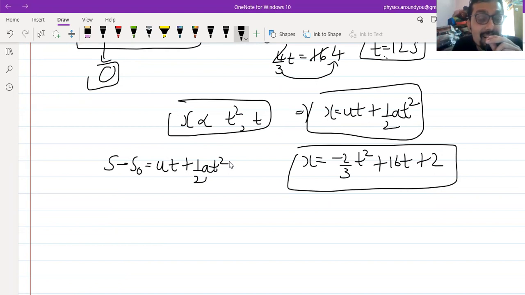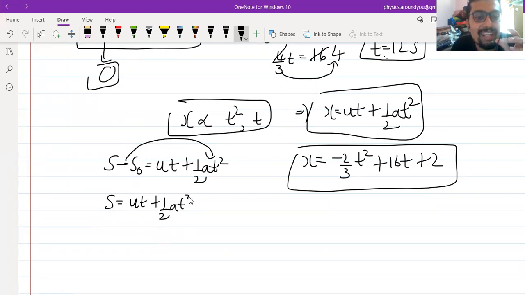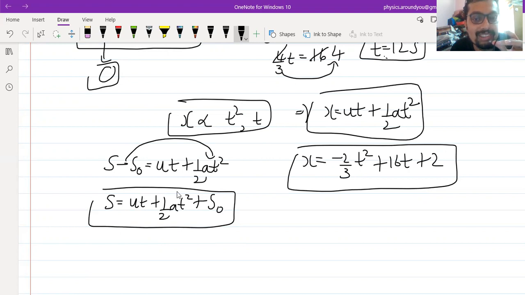Yes, sir. Later we equated s naught to 0. Initially, we said that it began from the origin. It need not be. If you take s naught to the other side, what do you get? s is equal to ut plus half at square plus s naught. Now, try to compare this equation with this equation.